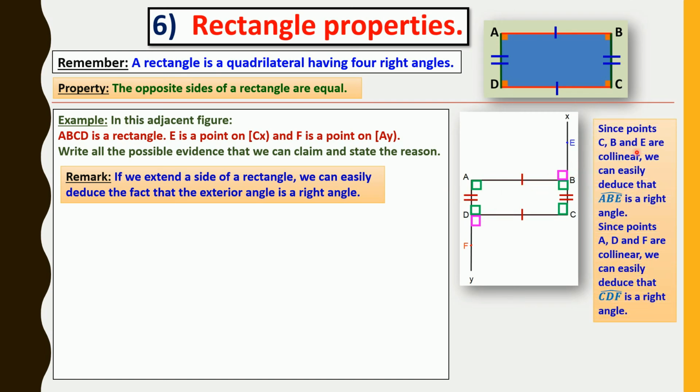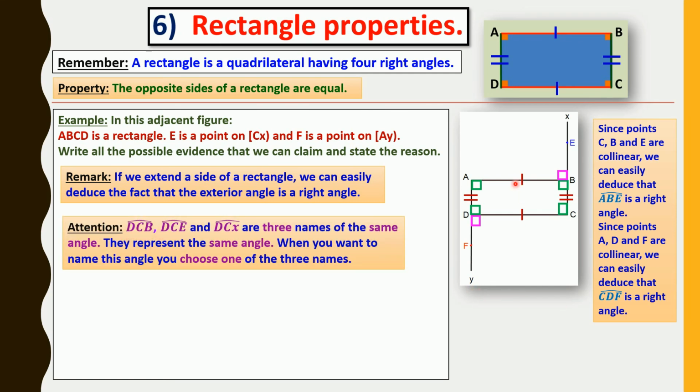Since points CB and E are collinear, we can easily deduce that ABE is a right angle. And since points ADF are collinear, we can easily deduce that CDF is a right angle. Attention, DCB, DCE, and DCX are three names of the same angle. So they represent the same angle. When you want to name this angle, you choose one of the three names, so be careful.